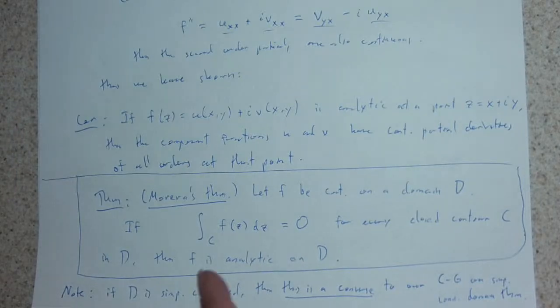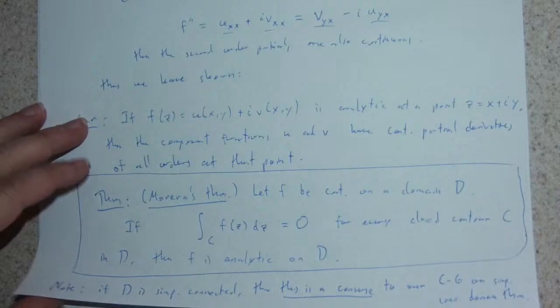Okay, so this relates a function that's continuous on some domain, satisfying the fact that all these contour integrals along every closed contour are 0, and tells you something about the analyticity of the function on the domain in question. Okay. So this is actually a pretty easy proof. So, proof of Morera's theorem.